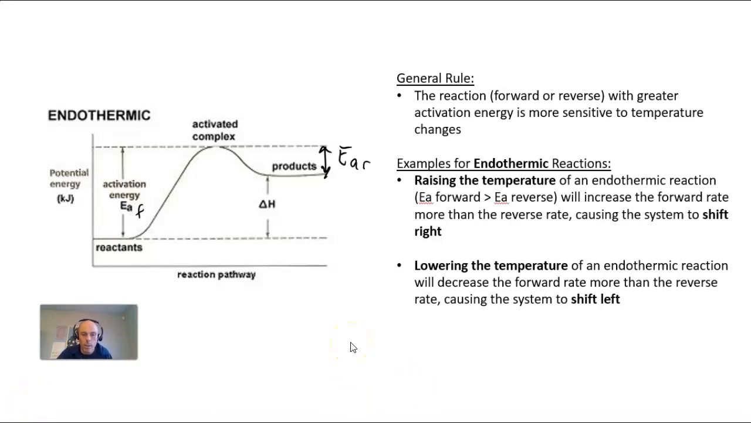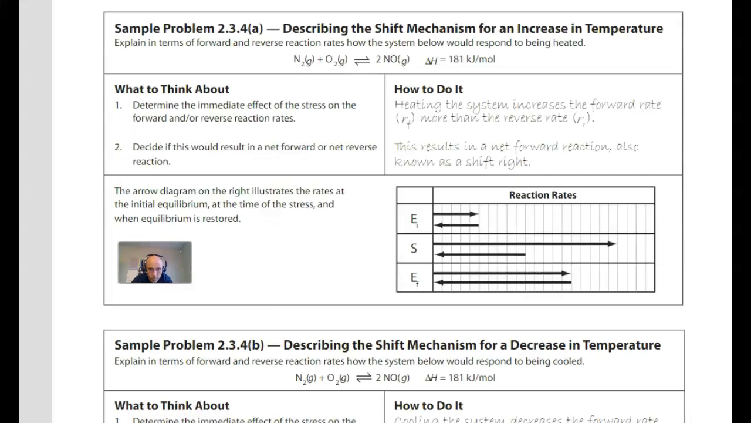So now I'm going to solve a couple problems with you, give you a couple of practice problems, and then we'll wrap this video up. All right. This sample problem, page 136 of our ebook, 128 of our textbook, asks us to explain in terms of forward and reverse rates how the system would respond. It's not just asking us to state the shifts, but to explain why we see that shift.